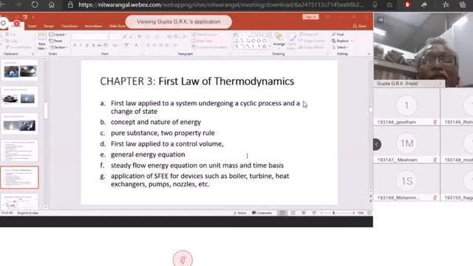And the concept of the nature of energy, internal energy, that is stored energy or energy in transit. And I was talking about the two substance and two property rule. The two property rule was also called the state postulate. And then we first apply it to a control volume, that is, when there is a flow of mass taking place, how the first law gets modified.